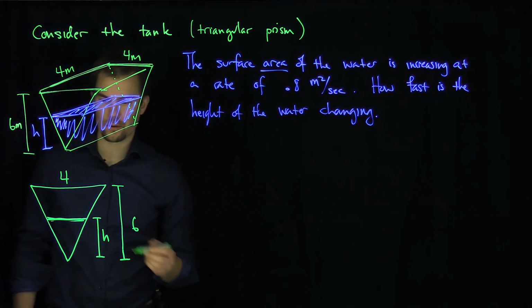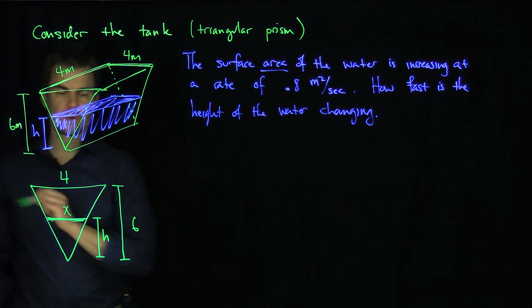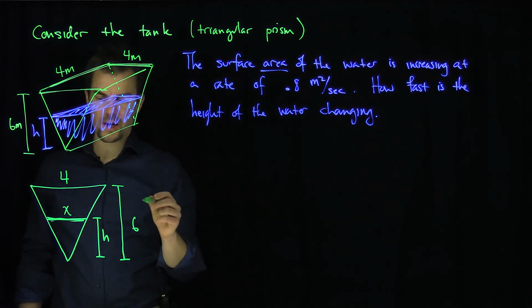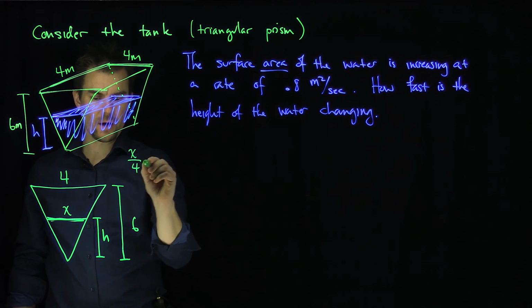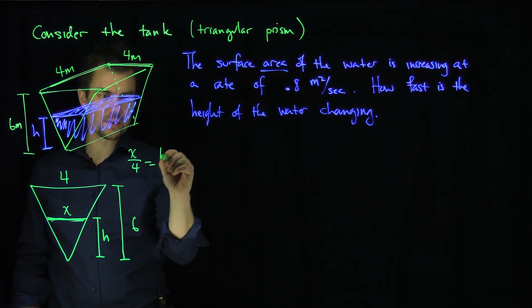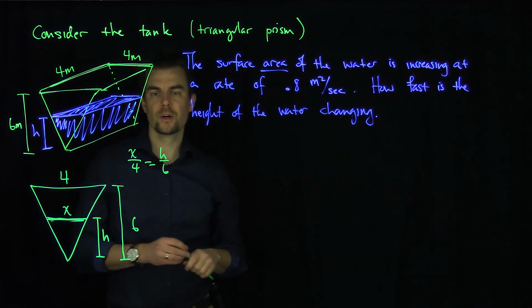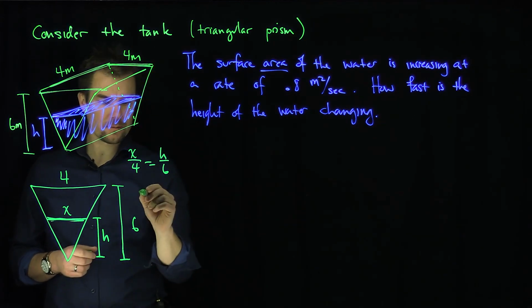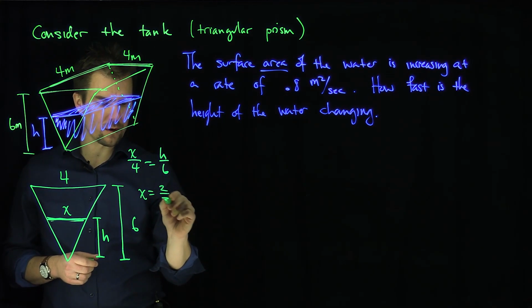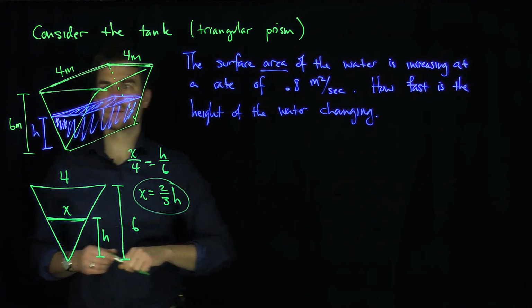Well, these triangles are similar, right? So let's call this value x. What do I know about x? By similar triangles, I know that x over 4 has to be h over 6. That tells me that x is 2/3 of h. So my x is 2/3 of h.